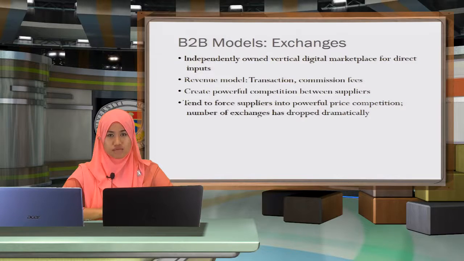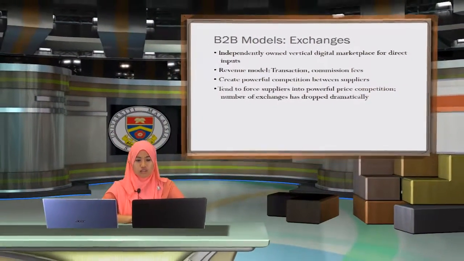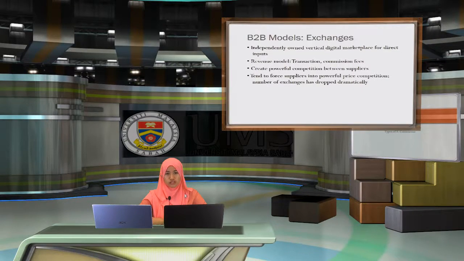Next, the B2B model is the exchange. The B2B exchange is an independently owned vertical digital marketplace for direct inputs, where the revenue model is from transaction and commission fees. It can create powerful competition between suppliers, which tends to force suppliers into powerful price competition. The number of exchanges has dropped dramatically and drastically.